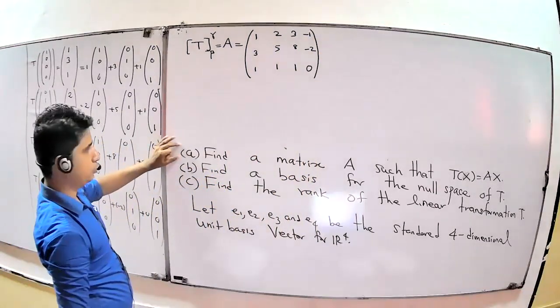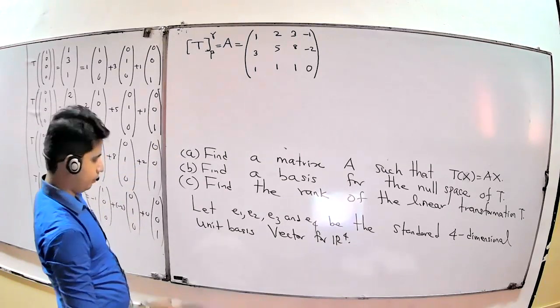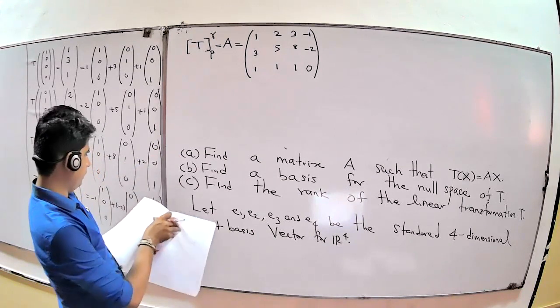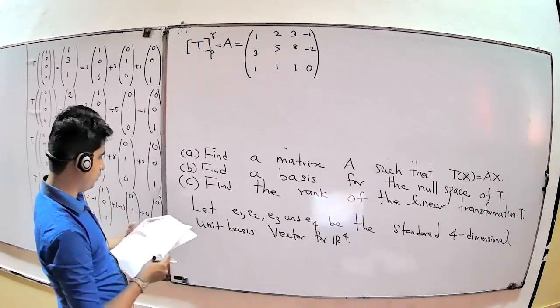Now we finished the first question. Second part, find a basis for the null space of A, the null space of T. How can you find the basis for the null space of T?